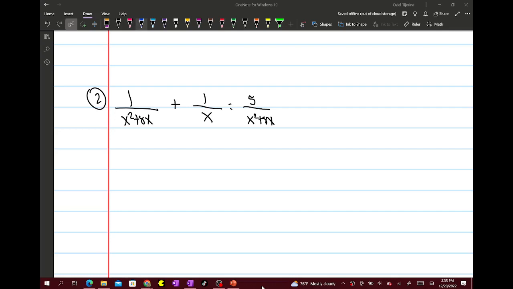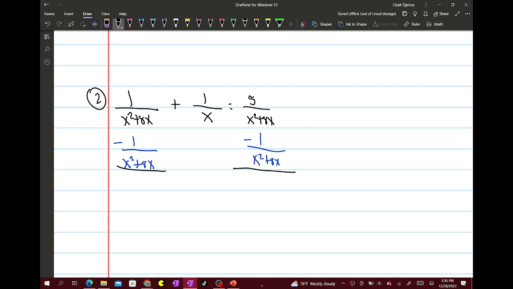What I'm going to do again is move one of them. Because they both have the same denominator, I'm going to move this to the right side. So I'm going to subtract 1 over x squared plus 8x from both sides, because they have the same denominator and you can literally subtract them out. So bring it to the other side by subtracting it.